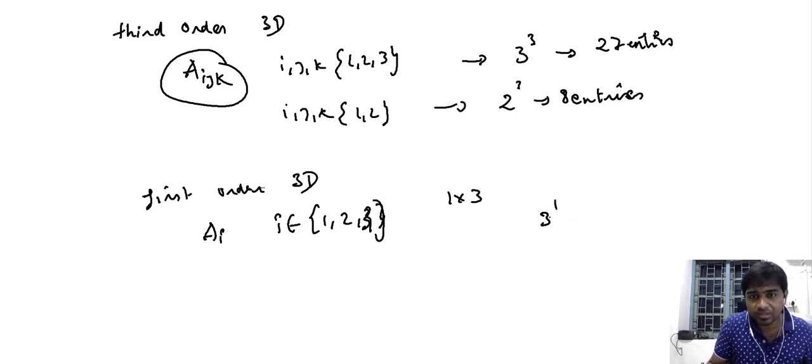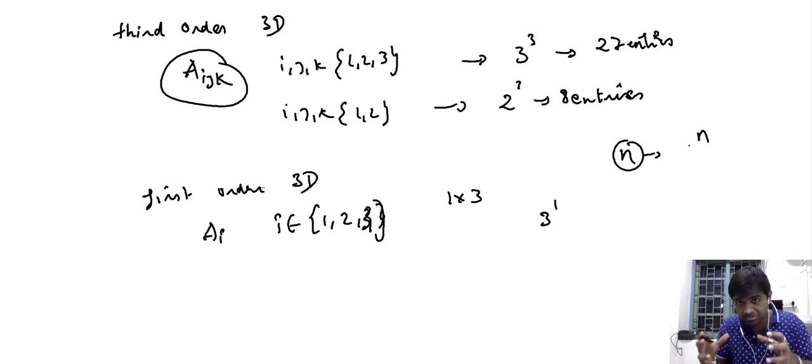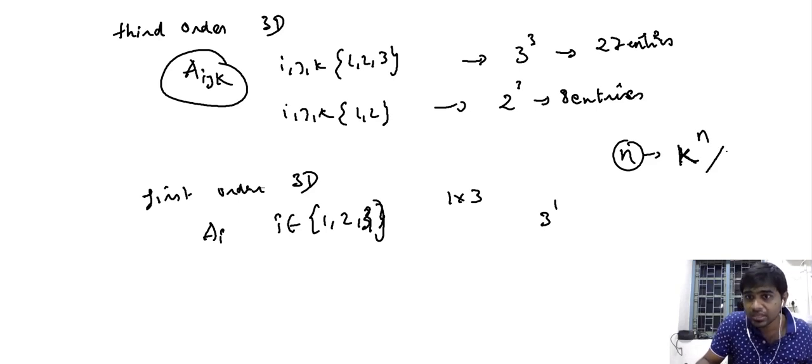Whatever order we are considering, supposing I am considering an n-order tensor, the n will assume the exponent when you want to estimate the number of components associated with the tensor. And the dimension of the system that we are considering, be it 3-dimension, 2-dimension, or any dimension, will assume the base value. So if you are considering k dimension and an nth order tensor, k power n is the number of entries required to describe that particular tensor.